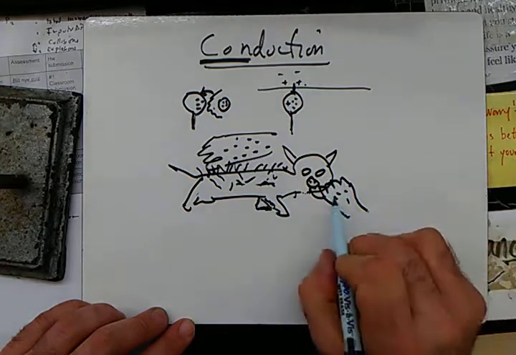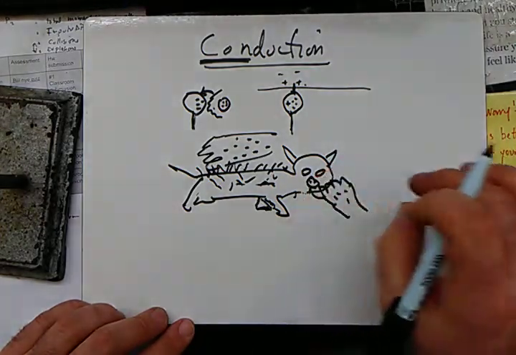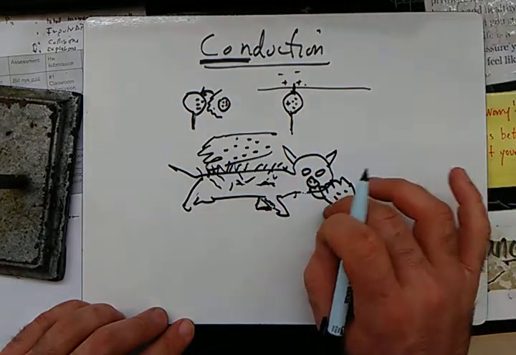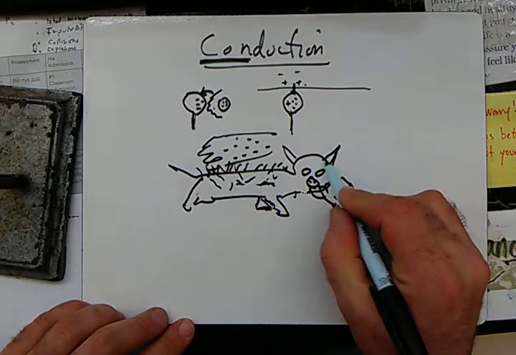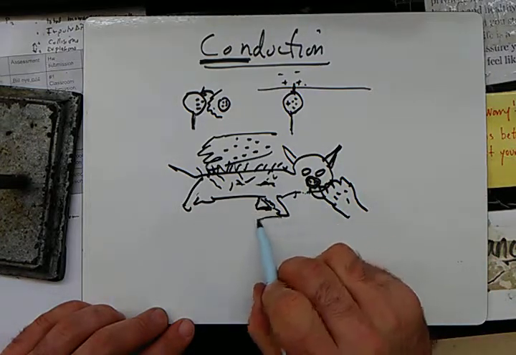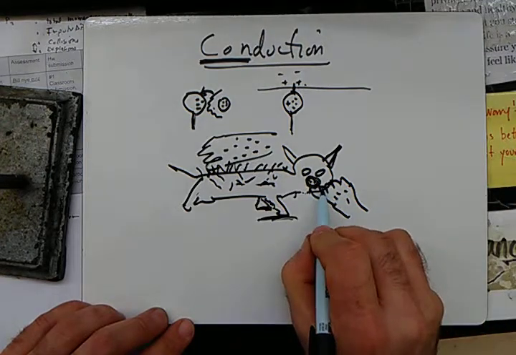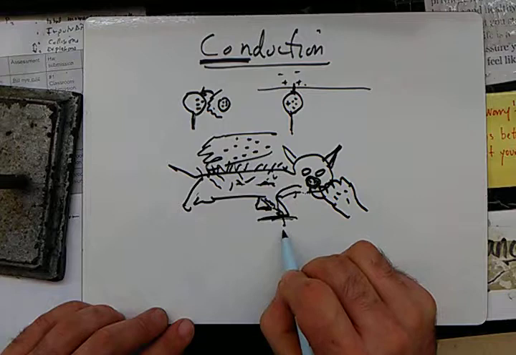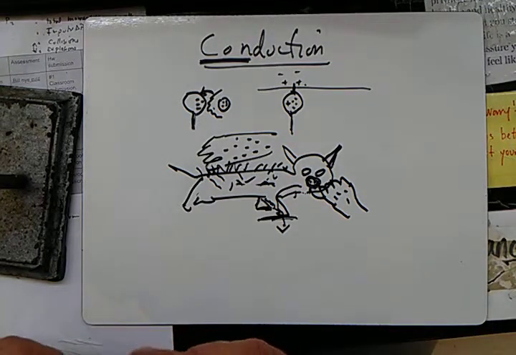I would charge my hand up and then touch his nose, and it would jump. The charges would jump from my hand to his nose, partially because the nose is part of the body, which is grounded to the ground, and so the electrons found a way to escape and get back to the ground. That's another thing we'll talk about later: grounds.